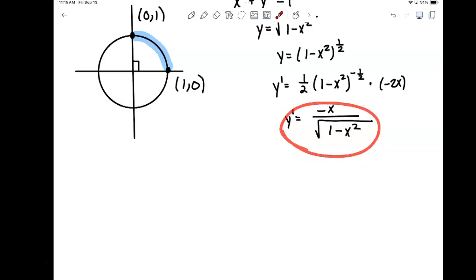Okay? And so now we're ready to do arc length. Arc length is going to be the integral between your x values, 0 and 1 in this case.